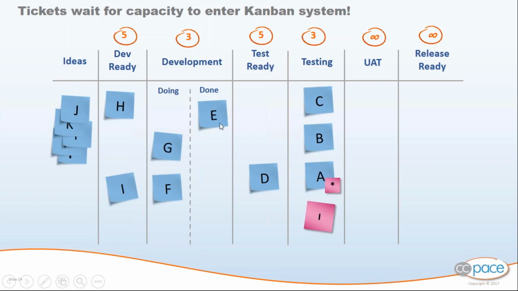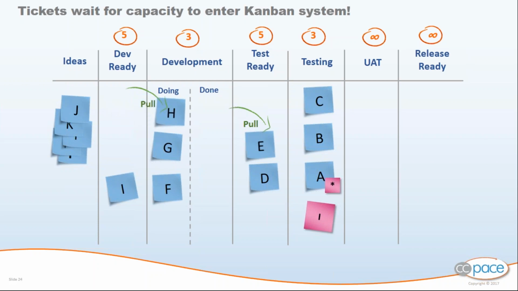In development, we have ticket E that's done. So we can pull. There's capacity here. And we pull. That frees up space in development, where we can pull again. Pulling is a signal. It's a signal that says, I have capacity. And this way, people are not overburdened, and work gets done 300 to 800 times faster because you're allowing people to concentrate on the work and not multitask. And here again, we can take stuff from ideas and put it in the dev ready column. So that's a bit the way that Kanban boards work.